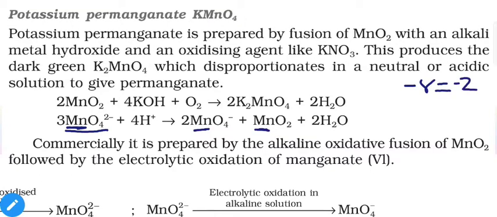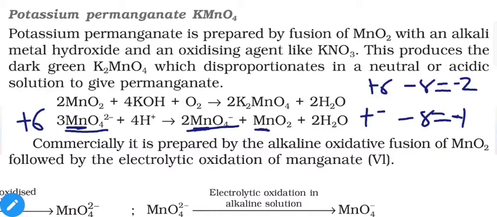That means Mn should be in +6 oxidation state. So before the reaction we have +6 oxidation state. Now in MnO4 minus we have a total of 4 oxygens, so that means -8 oxidation state, but the overall charge is -1, so Mn should be in +7 oxidation state. So here we have +7 oxidation state, more than the reactant.